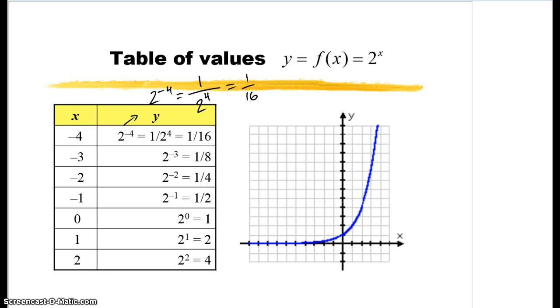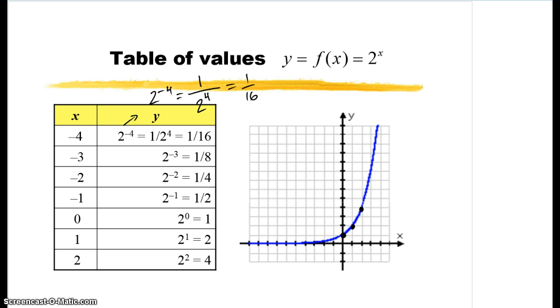1/4, 1/2. So these are very, very small numbers. So when x is negative, the outputs are very small. Notice they're right above the x-axis, very close to it. And then look how rapidly it changes. At 0 we're at 1. At 1 we're at 2. At 2 we jump to 4.